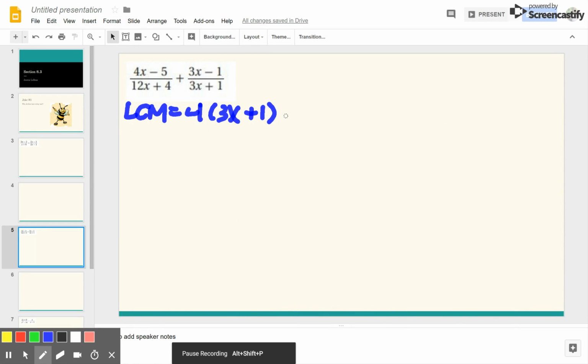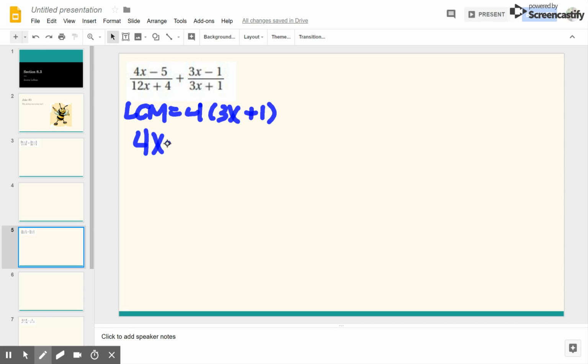So this is the second problem, and by doing this, we can find the least common multiple to be 4 parentheses 3x plus 1, because 12x plus 4, when it's simplified, equals that. So on the left side, since this equals this, we don't have to multiply the numerator by anything. So the numerator and denominator stay the same. We just simplify that.